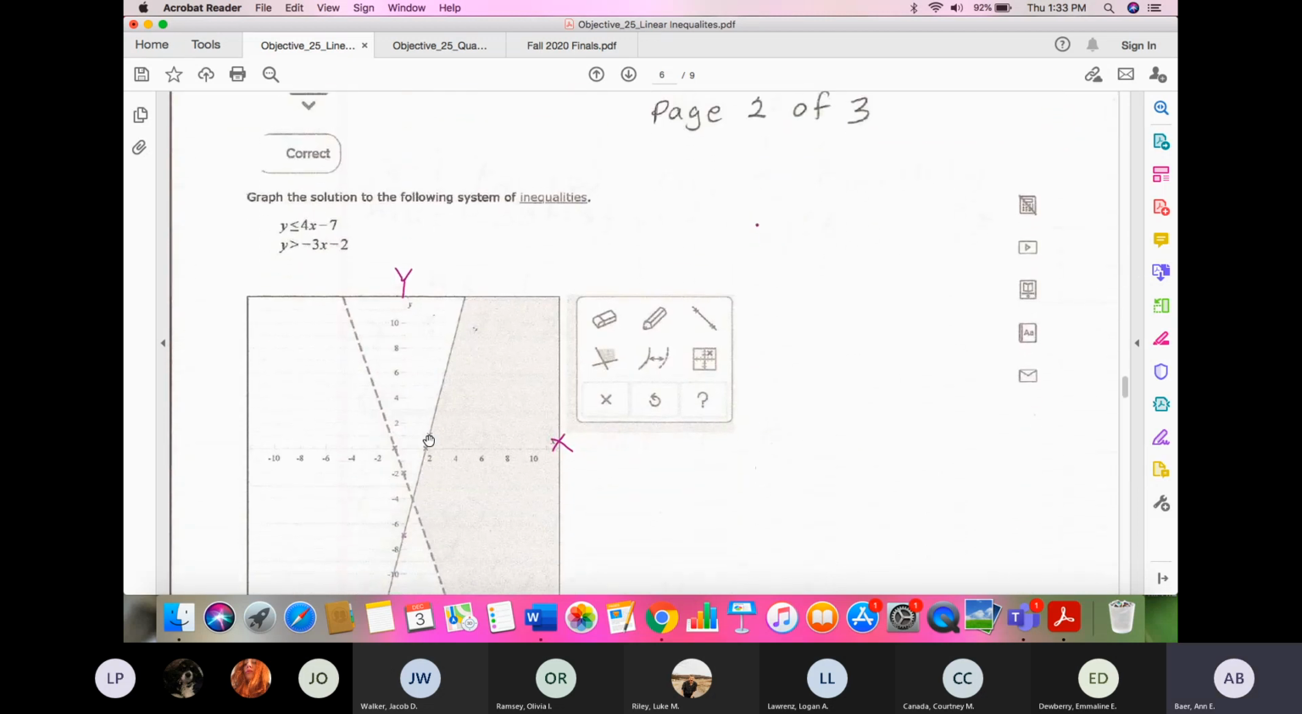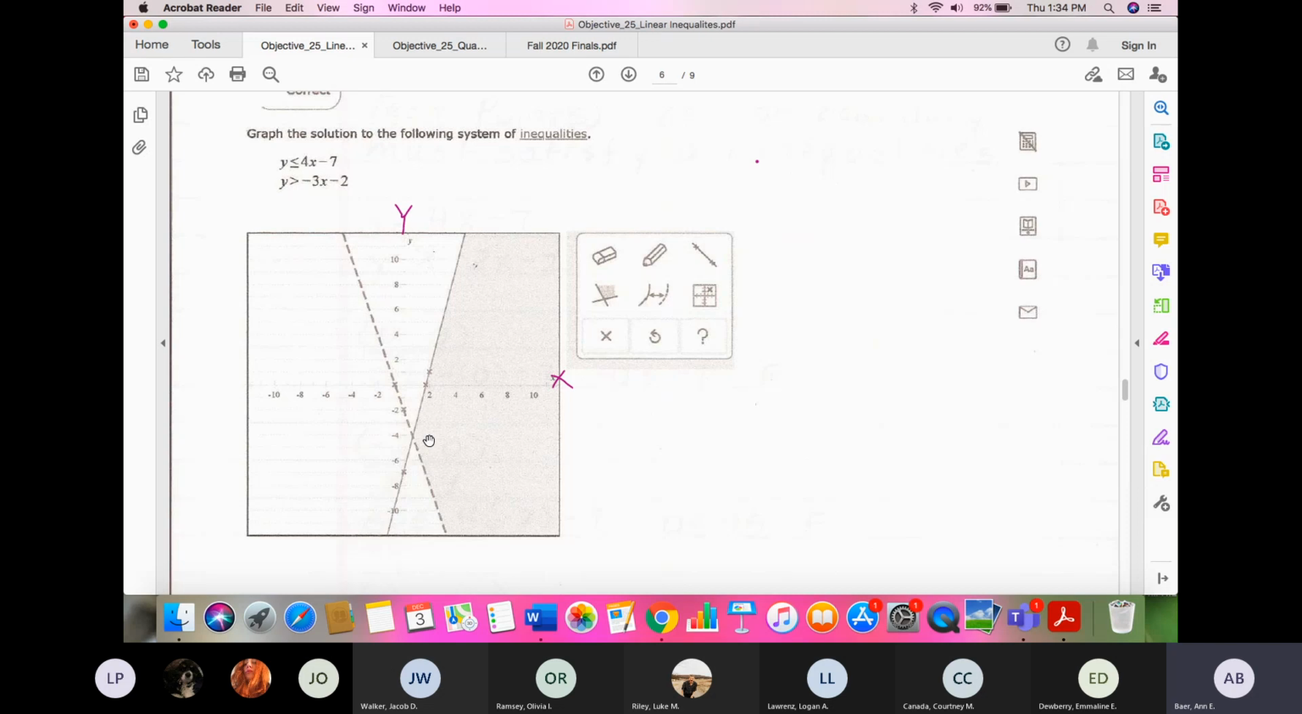So let's take a look here. So let's plot the boundary. The first boundary we got is solid, and our ordered pairs are 0, -7. So here's the y-axis. This is the x-axis. So 0, -7 looks like it's right about there. And then we want 7/4, 0.